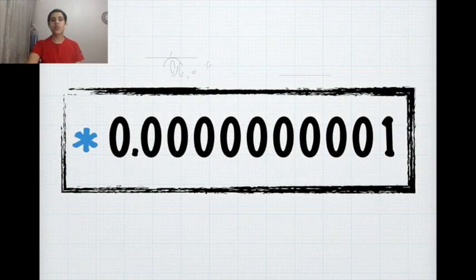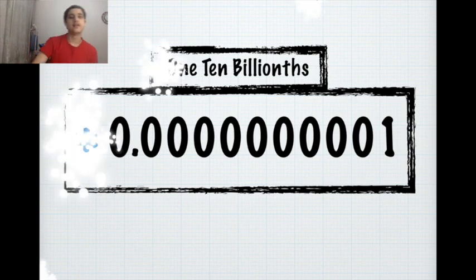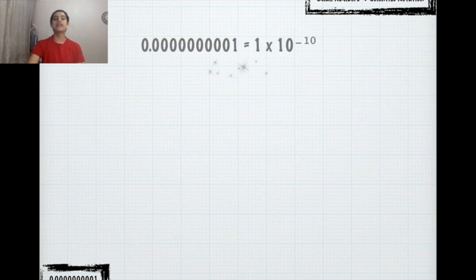So this is 1/10 billionths. Yeah, to be specific. I do weird things sometimes. So that's how you would write 1/10 billionths. You would say 1 times 10 to the power -10.